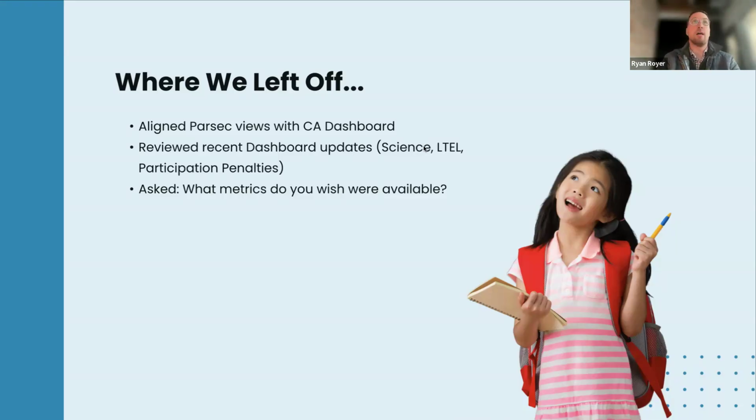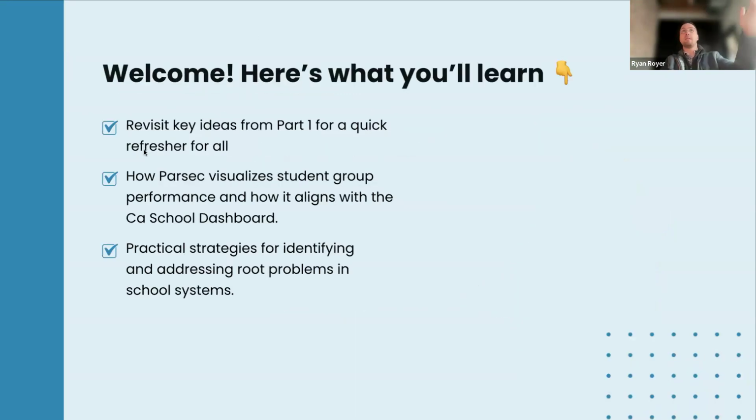All right. I got to go backwards to go forward real quick. We revisited our key ideas from last time. We're going to talk about how we visualize student group performance and how it aligns with the California School Dashboard. And then we're going to talk about some practical use cases for things like percent towards standard, which may be new to some of you. So a little add-on at the end, as well as some things that I would recommend doing in the dashboard for accuracy's sake.